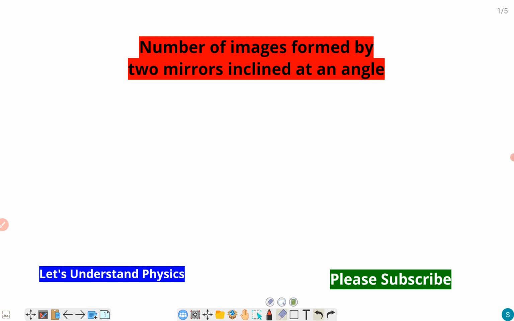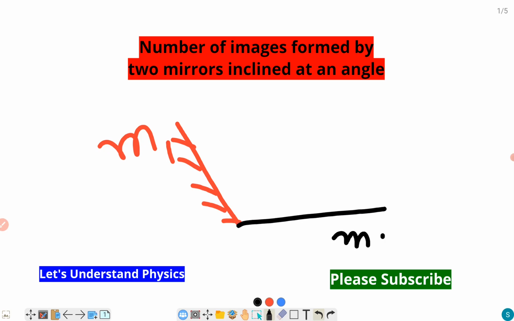In this video, let us learn the number of images formed by two mirrors inclined at an angle. Let us take two plane mirrors M1 and M2 and they are separated by an angle. Example, let me take this angle is 120 degree.